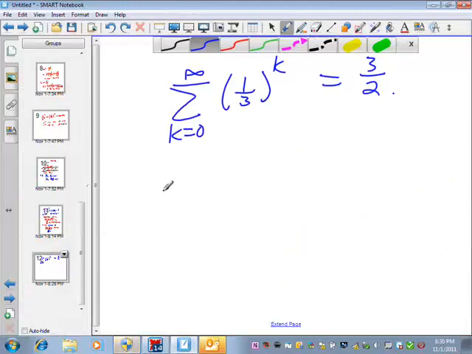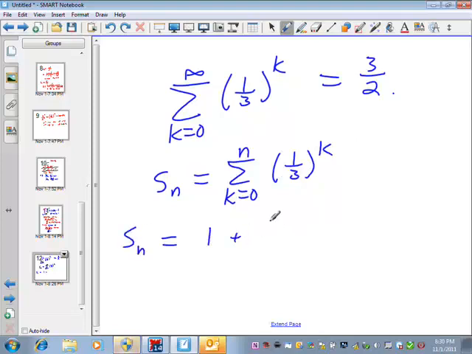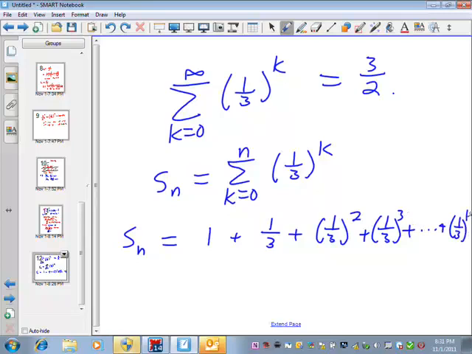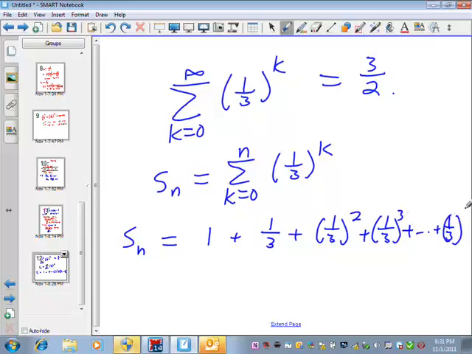Here's the reasoning. Here we go. Okay. I need to look at the partial sum. So I'm going to look at S of n. S of n is equal to the sum, k equals 0 to n, of 1/3 to the k. I'm going to write that out. That's 1. When k is 0, 1/3 to the 0 is 1. Plus, when k is 1, it's 1/3. Plus, when k is 2, 1/3 squared. Plus, when k is 3, 1/3 to the third. Plus, and so on, up to 1/3 to the k.